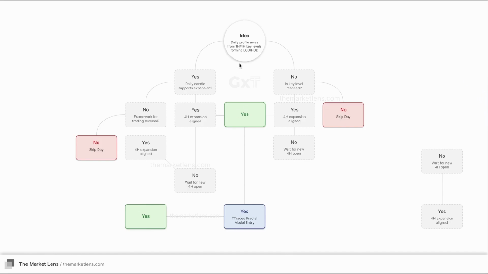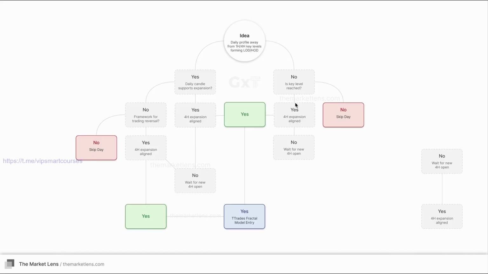So let's say when we hop on the charts, a key level hasn't been hit or a reversal hasn't occurred from a relevant level, right? This is no, right? So we must wait for a key level to be reached. If a key level does not get reached, or we don't reverse from a key level, then we simply skip the day, right?